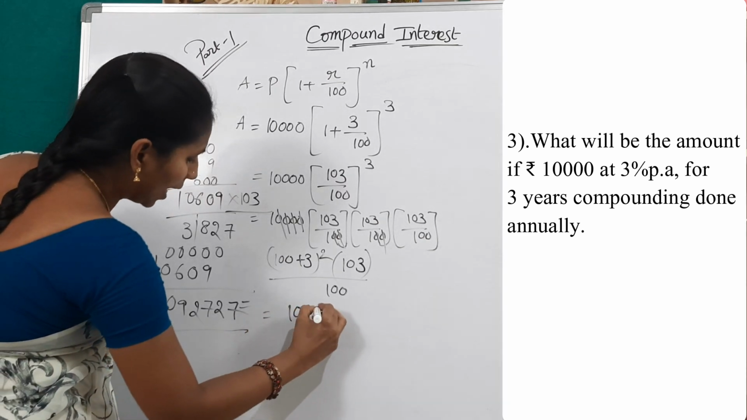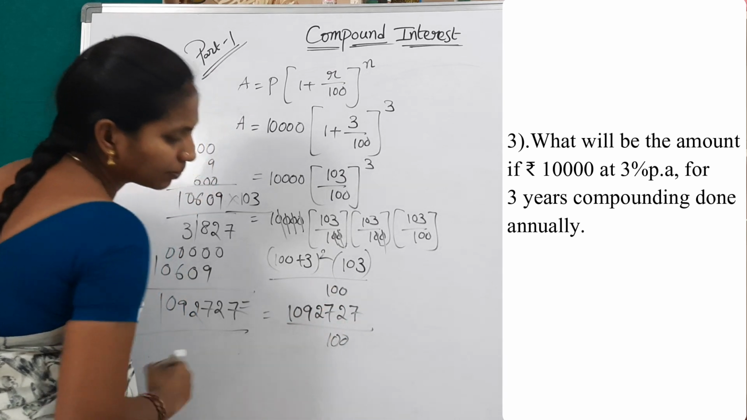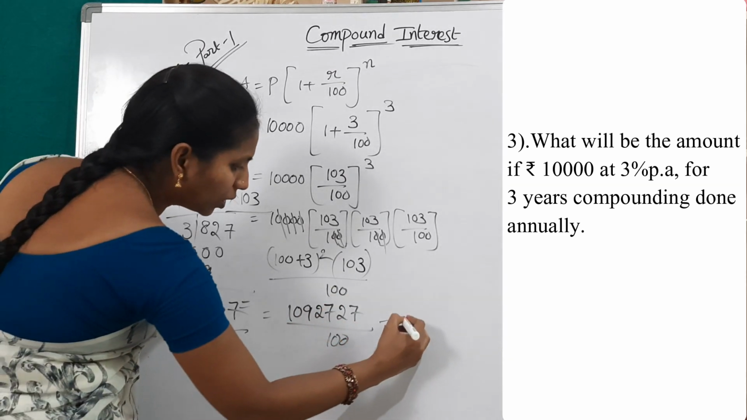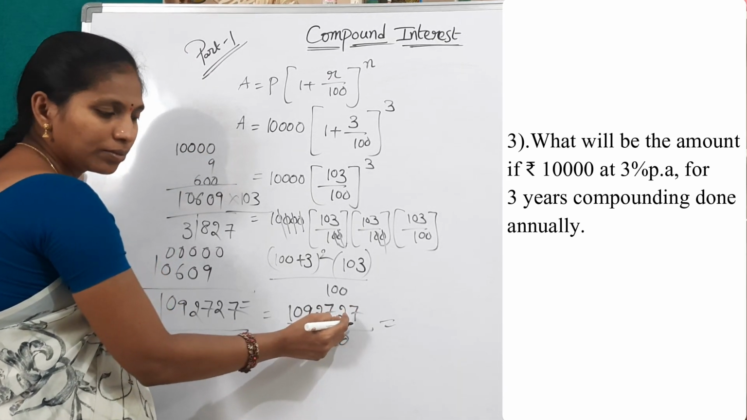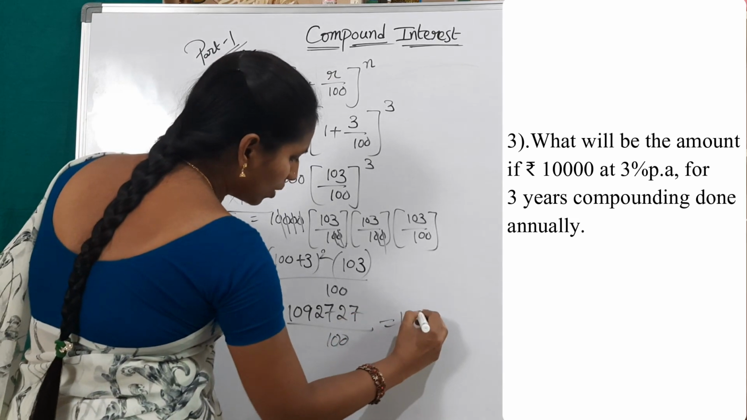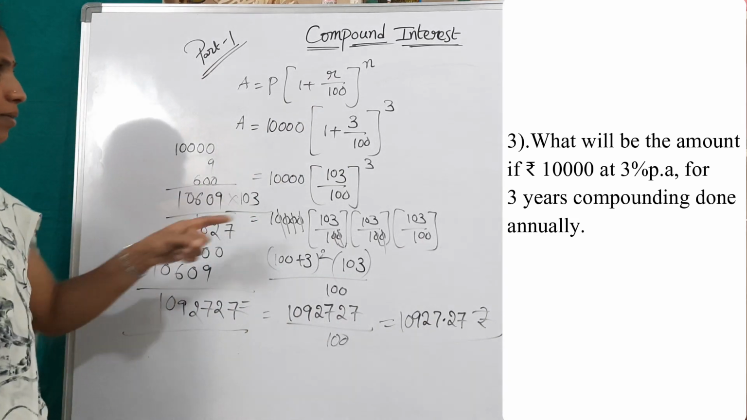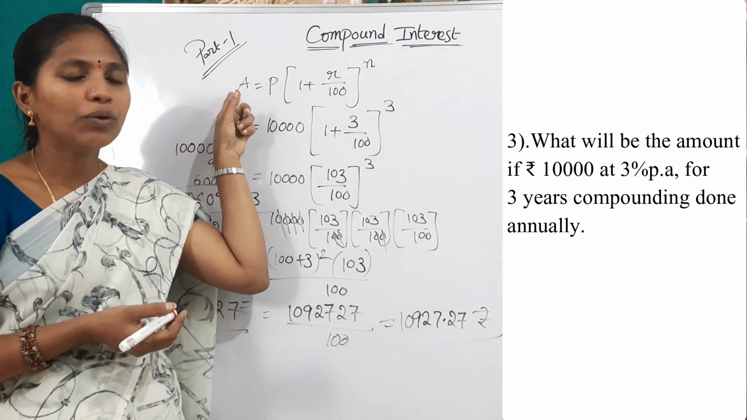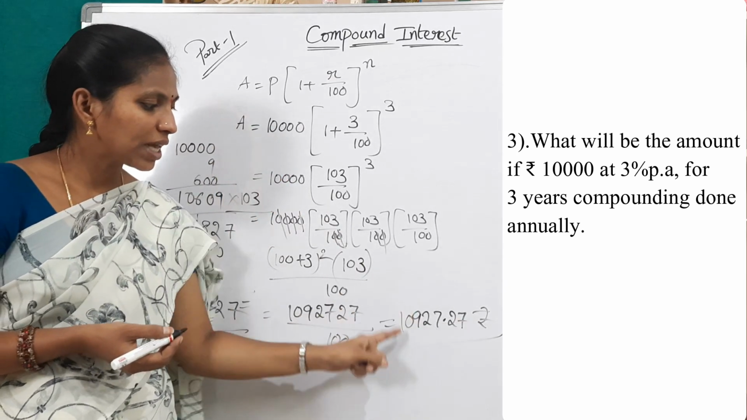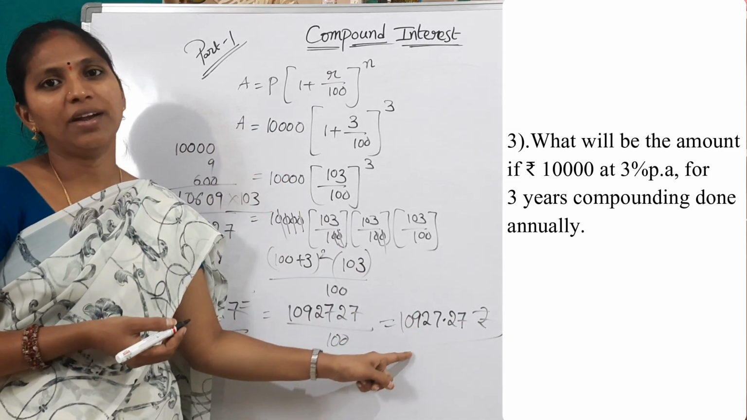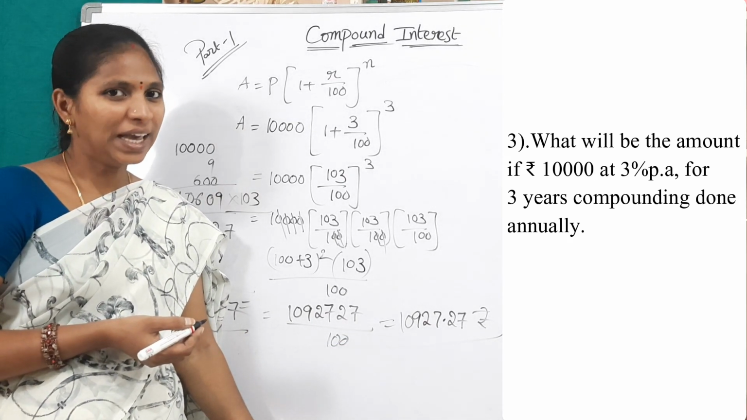Here 1092727 by, what is the value? 100. That equals, place a dot after 2 digits to cancel this 100. 10927.27 rupees is the result for the amount. If you want to find the compound interest, simply subtract 10,000 from this amount, then we get the compound interest. I think the traditional way is very easy.